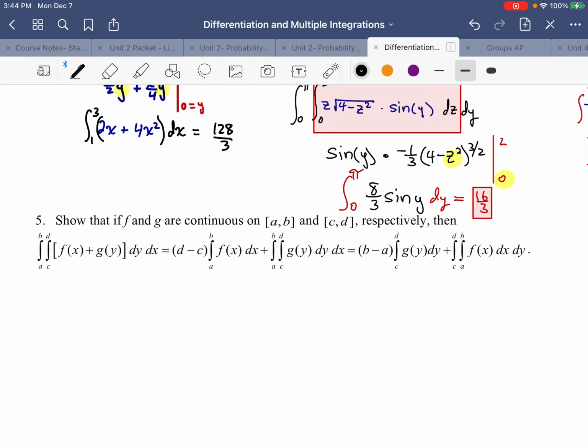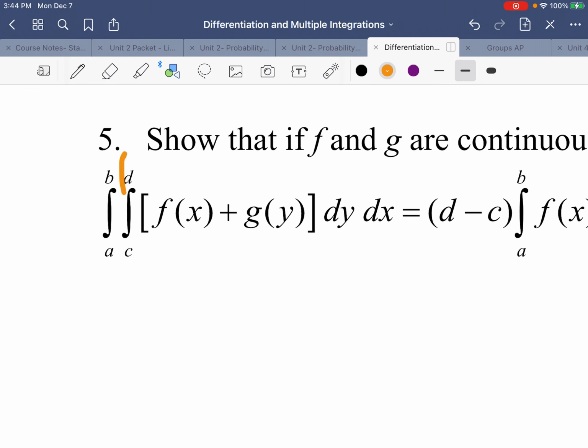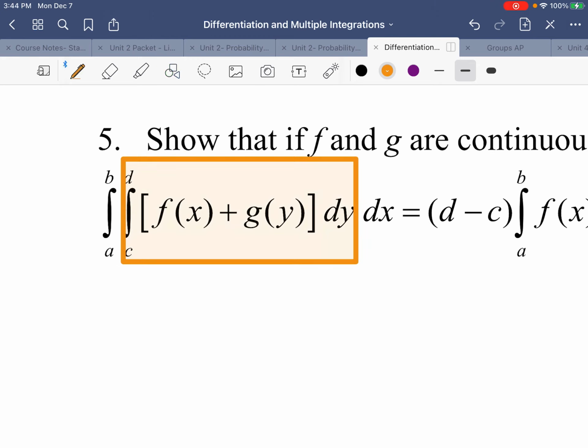All right, so the first step would be to just dive right in. Let's focus on the left side, the innermost part of the iterated integral. We're integrating with respect to y. If I take the antiderivative of the sum, it's going to be the sum of the antiderivatives. So I can look at the f of x. That's a function of x. Its antiderivative would be f of x as a multiple of y.